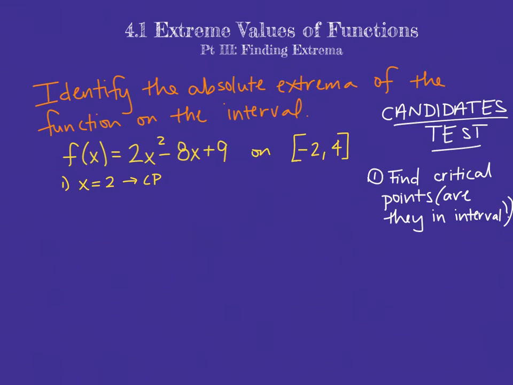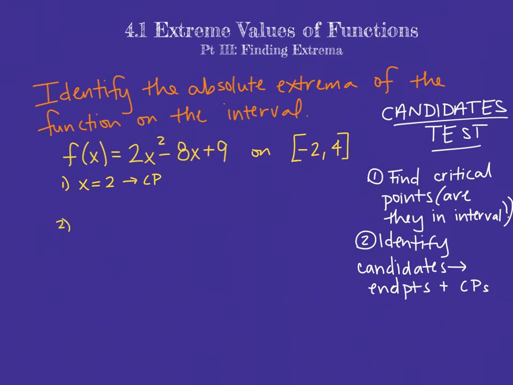The next step of the candidates test, once you've found your critical points, is to simply list all the candidates. The candidates are the values of x that are in the running to be the absolute maximum or minimum values of our function on that interval. The candidates are the endpoints and the critical points. I'm going to list them in order from least to greatest. So our candidates are the endpoint -2, our critical point 2, and our endpoint of 4.